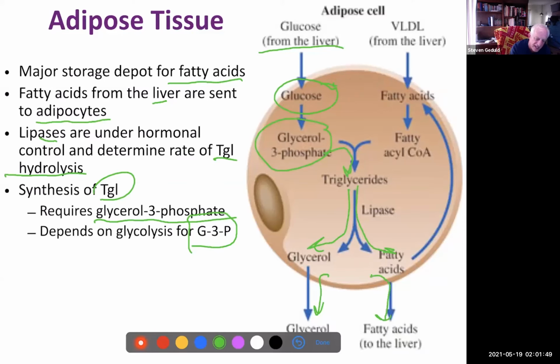Okay. Fatty acids coming from the liver, or from production in the adipocyte here, it breaks down the fatty acids. Because remember, all a triglyceride is, is 3 fatty acid chains attached to a carbon chain. So you get fatty acyl coenzyme A, and that goes to your triglycerides. Your lipase breaks it down into either fatty acids or glycerol. And that's how an adipose cell works. That's where your adipose is for your fat, your triglycerides.